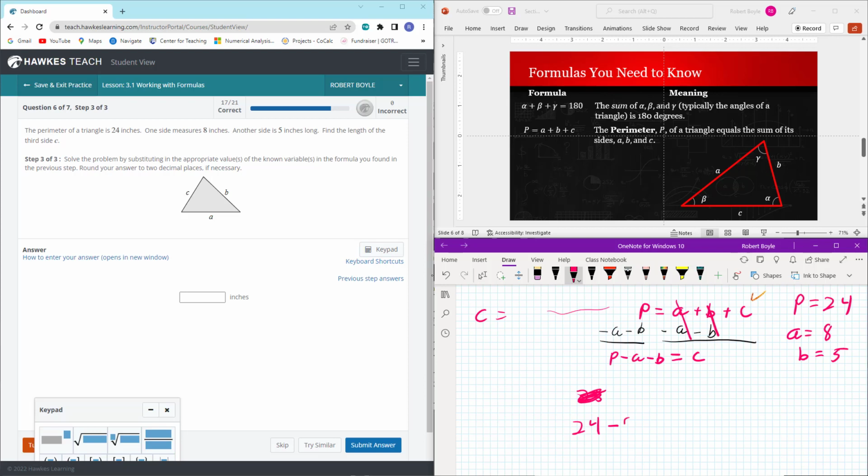P is 24, minus A, which is 8, minus B, which is 5. Okay. 24 minus 8 minus 5 is going to be equal to 11, and that is equal to C. So this should be 11.